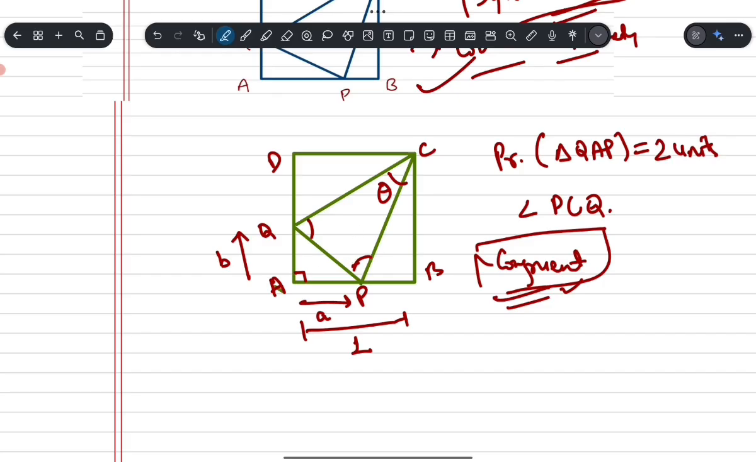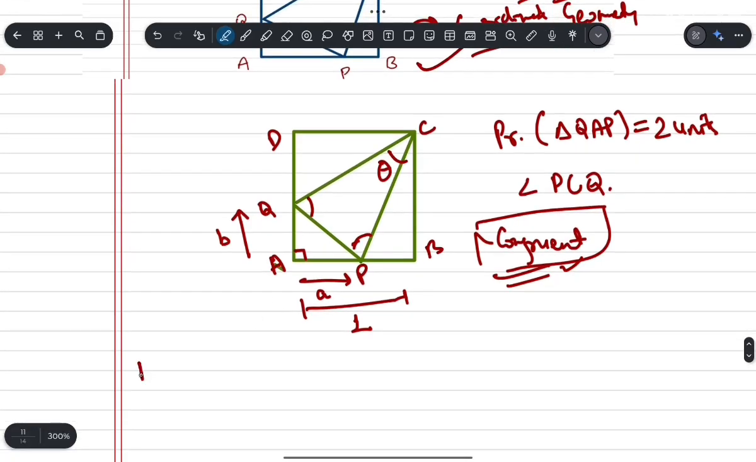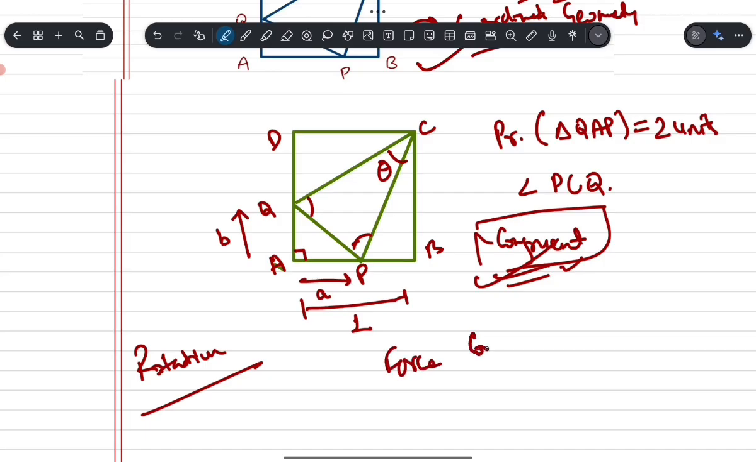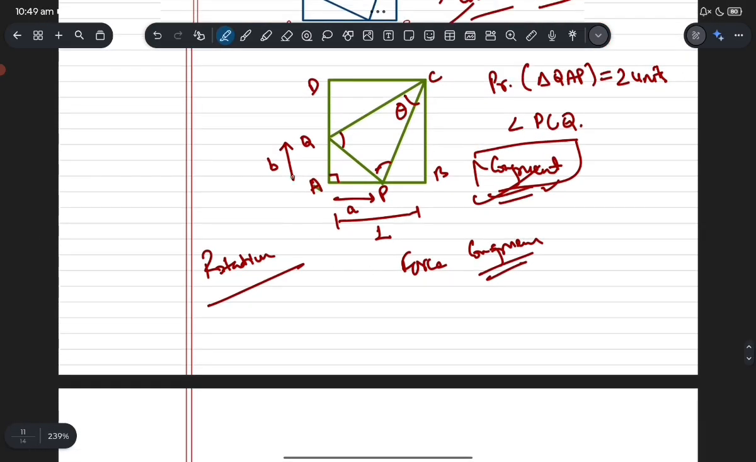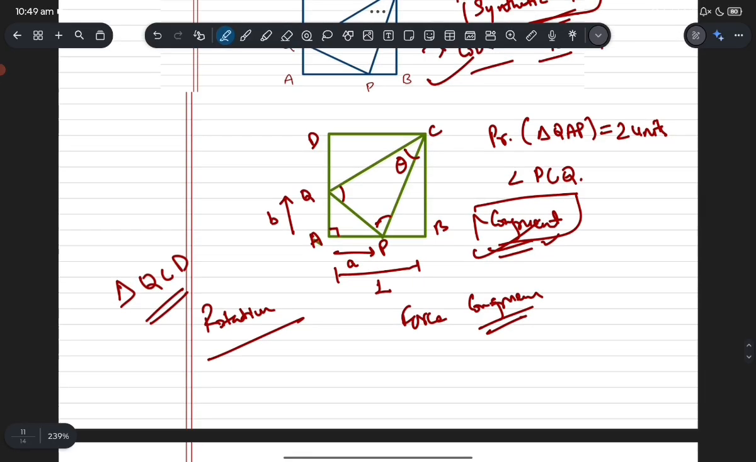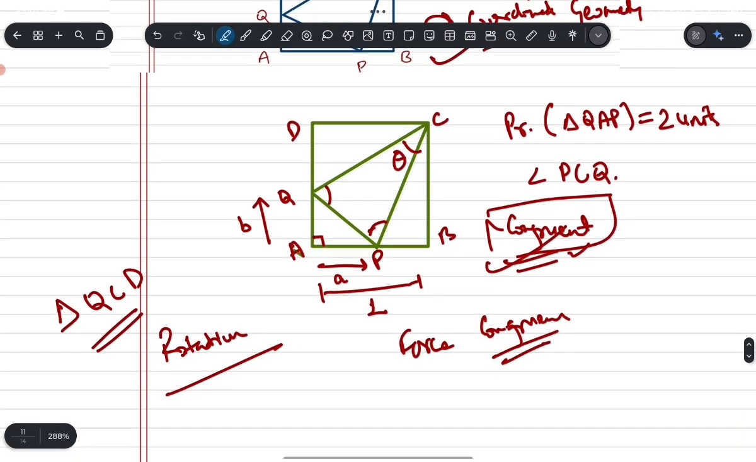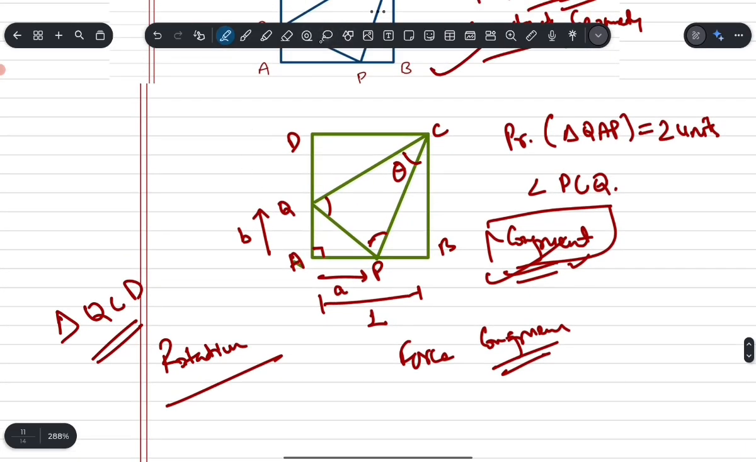So what we'll do is, we'll use the technique of rotation. Why? Because it's not easy straight away to spot congruent triangles. So what we'll do is, we'll force congruency. And how are we going to rotate this? We'll rotate triangle QCD. Alright, so I'll have to make you visualize how exactly we do the rotation through this problem.